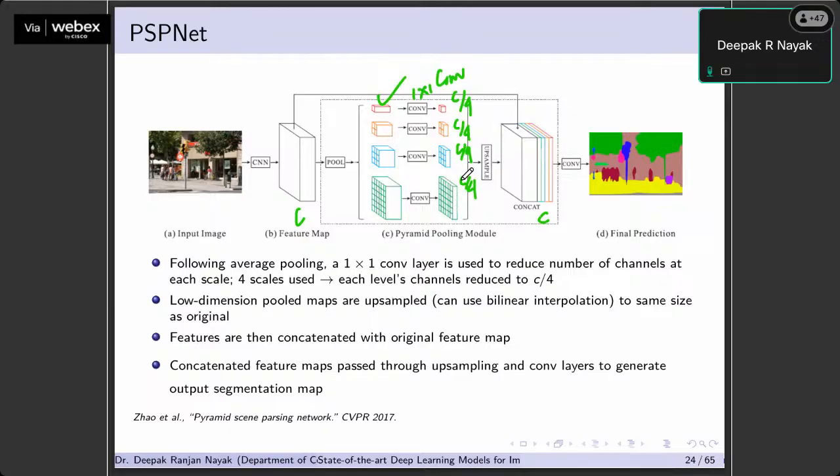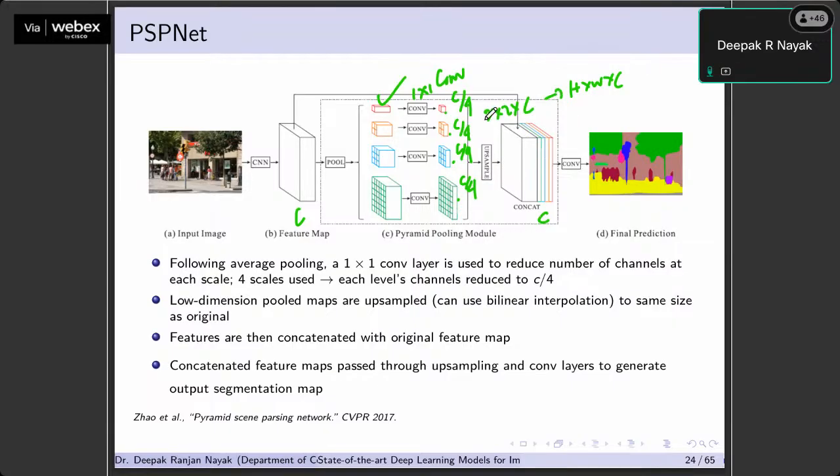They have not used transpose convolution here. They have not even stored the pooling indices. They have just applied a bilinear interpolation technique, just so as not to introduce more parameters, unlike in the case of transpose convolution, which we've seen. Bilinear interpolation is used to enlarge the size of all these feature maps: from 2 cross 2 cross C to H cross W cross C, from 1 cross 1 cross C to H cross W cross C, from 3 cross 3 cross C to H cross W cross C. And then you can concatenate.